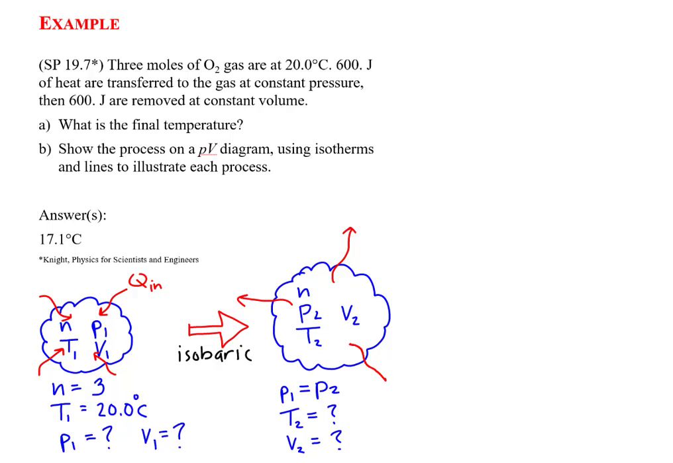600 joules of heat are then removed. I will label this as Q out equal to minus 600 joules. The negative sign indicates that heat is being removed from the system. The way that this heat is removed is important. The heat is removed isochorically, which means the volume of the gas does not change during this process.